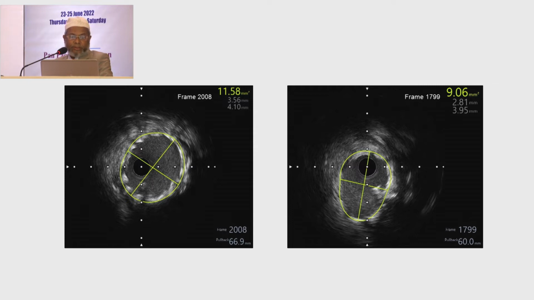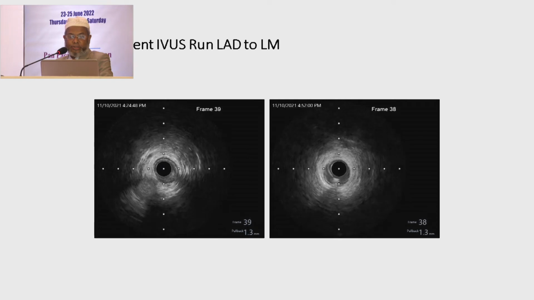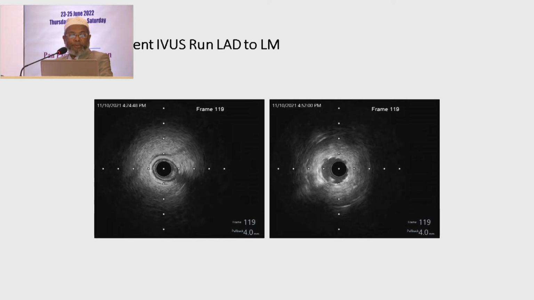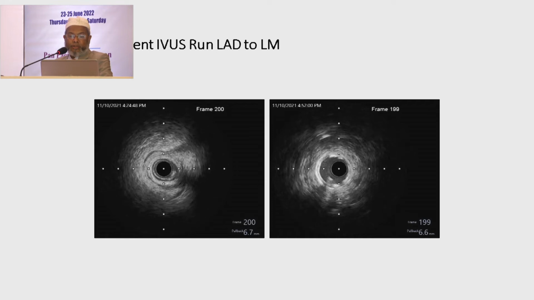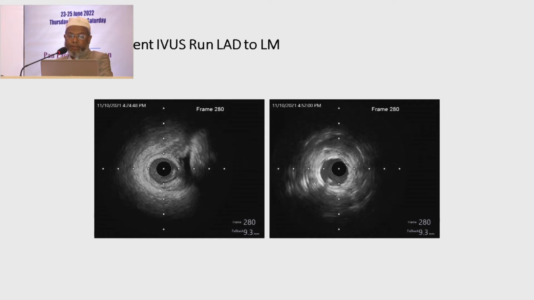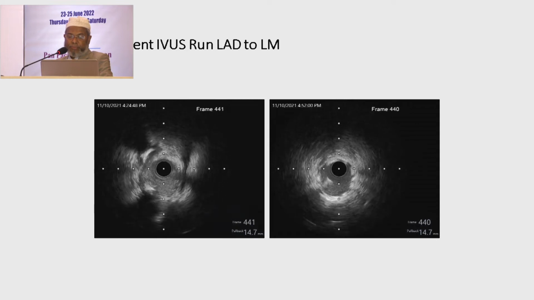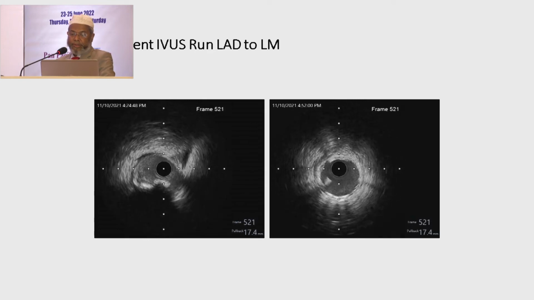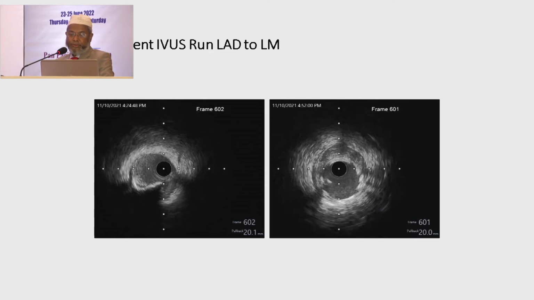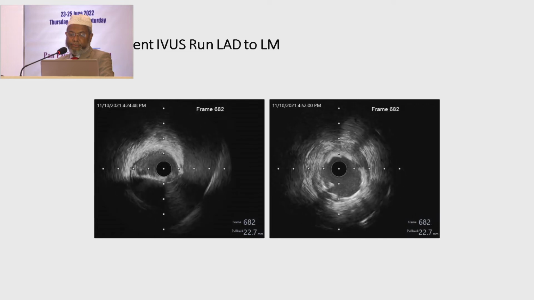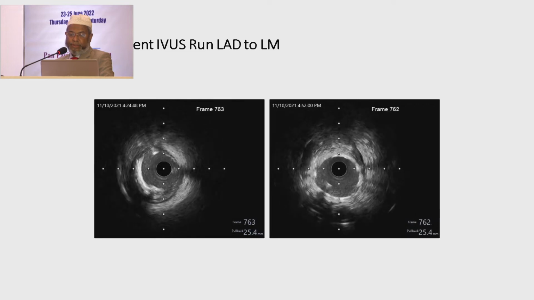I see the well apposed stent in the left main, as well as on the right the well apposed stent in the LAD ostium, and this is pullback after the pre and post stent IVUS run LAD to LM. On the left panel it is pre, and on the right panel is the post. It will take time, so I can go to the next. Stent has come.